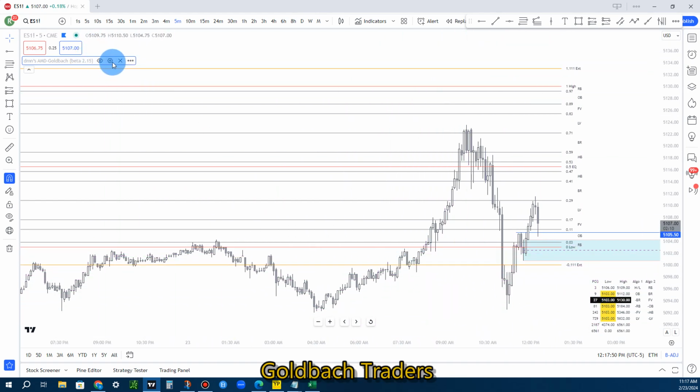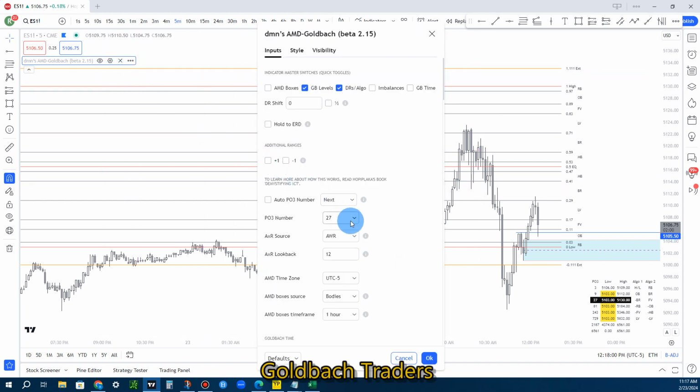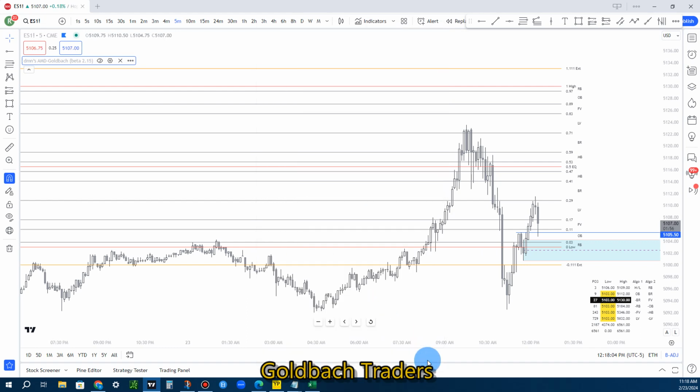So let's go back to the 81, because as you can see, price was respecting these levels. I mean, these were long wicks and such, right? So let's go to an 81 and just see if it looks better. And what I mean by that is stopping to the tick of these Goldbach levels.